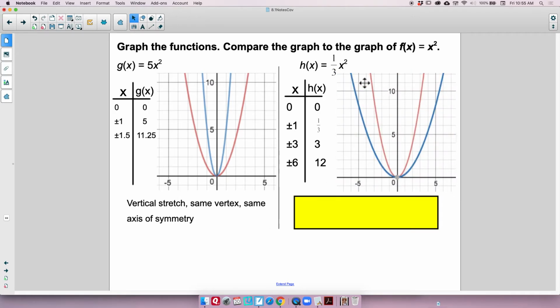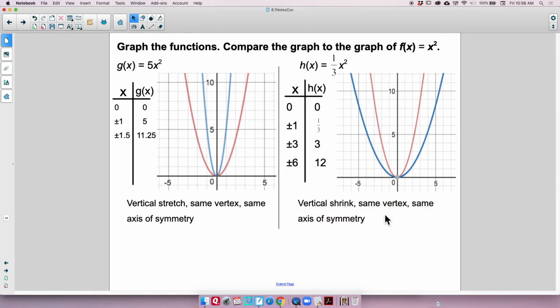So this is ours that we just did. This was our parent function. So how would you describe the blue as compared to the red? Well, you would say that it's a vertical shrink, meaning it's more bowl-shaped. It's got the same vertex, obviously, and the same axis of symmetry.